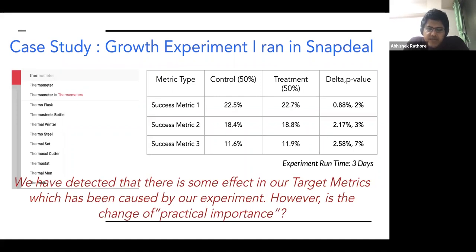Well, we have detected that there is some effect in our target metrics, which has been caused by the experiment. However, is this change of practical importance? Have we exposed this experiment to enough users? Do we know whether this delta is of practical importance, or whether it is too low or too high? We still have some level of uncertainty, some level of risk that is not acceptable in a scientifically valid experiment. So what should we do?